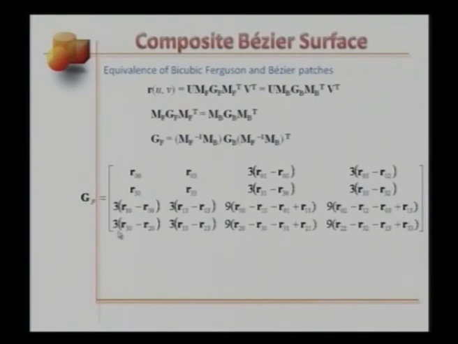And the final row is 3 (R30 minus R20), 3 (R33 minus R23), 9 (R20 minus R30 minus R21 plus R31), 9 (R22 minus R32 minus R23 plus R33). So, in a sense, gradients and twist vectors. This region here, as you know, pertains to the slope along the v direction, the slopes along the u direction, and of course, the twist vectors here. So, the gradients and twist vectors at patch corners, 4 of them, can all be expressed in terms of the characteristic Bezier polyhedron.